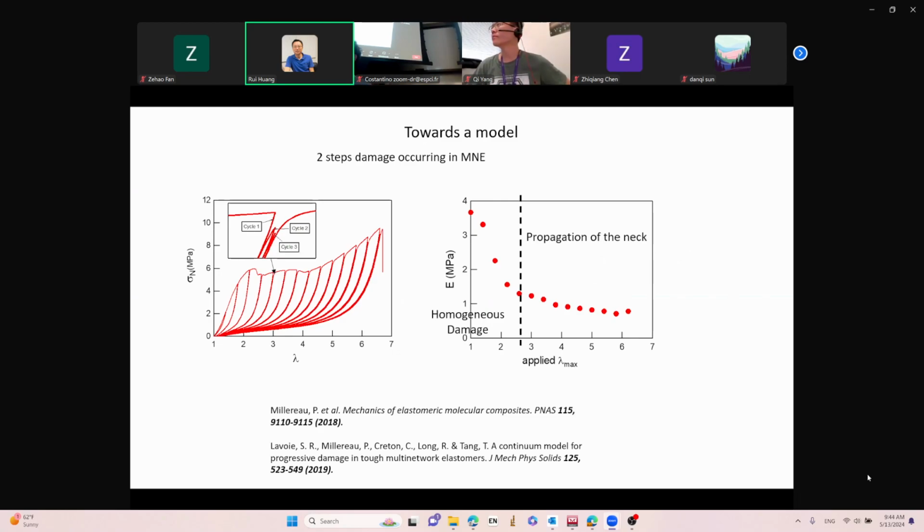This is specific to this system. If you were to use a different tough system, you would get a different damage mechanism. But the idea there is the damage occurs over a large volume around the crack.